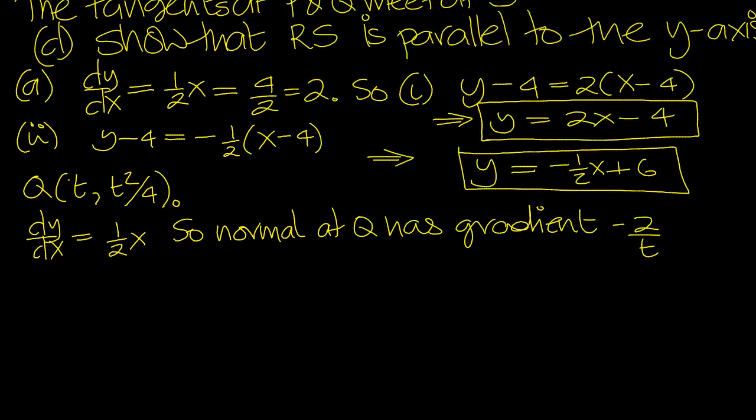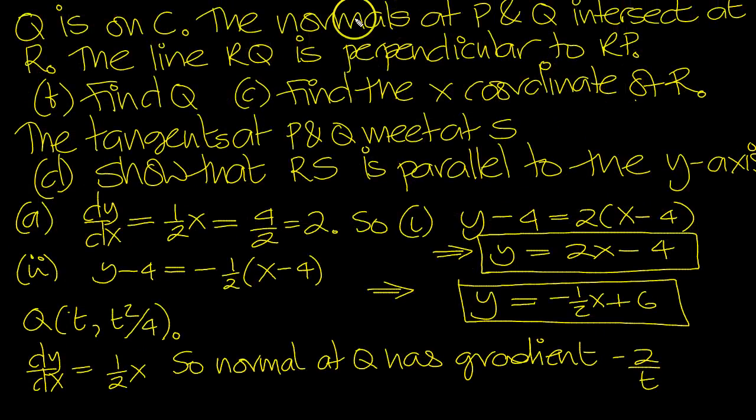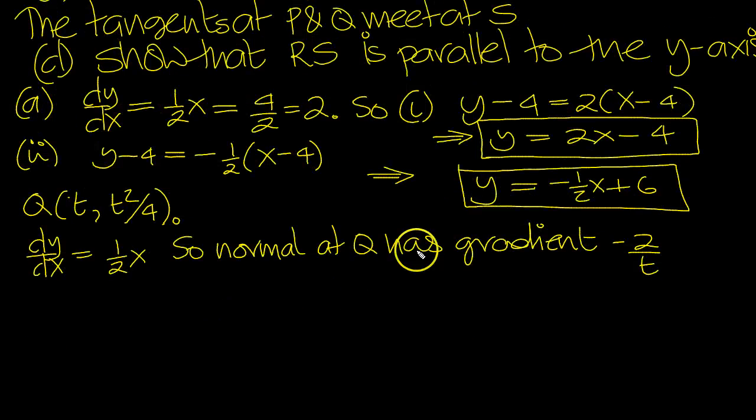Right, now, so we've got the normal at Q, so what we could do, they meet at R, don't they? At R. So we could actually just write the equation of Q here, couldn't we? y minus the y value, t squared over 4, is equal to the gradient, minus 2 over t, times x minus t.